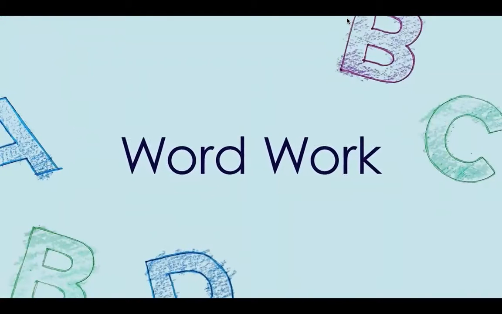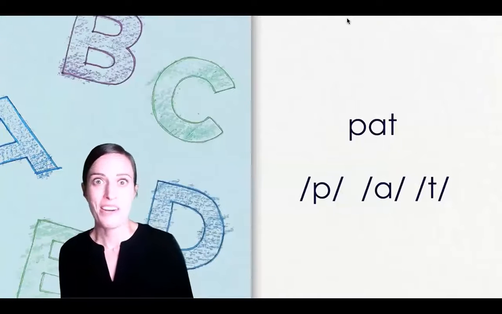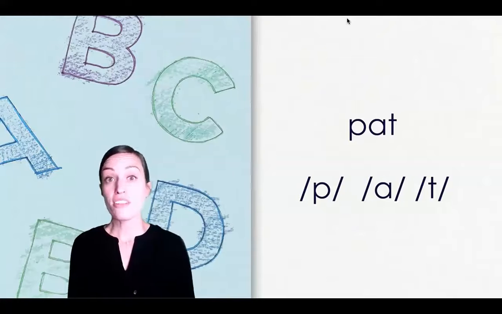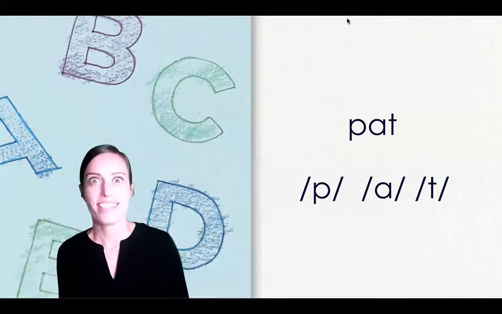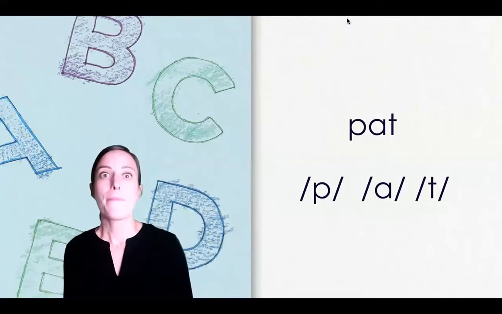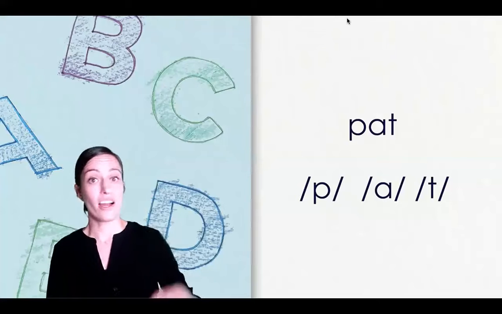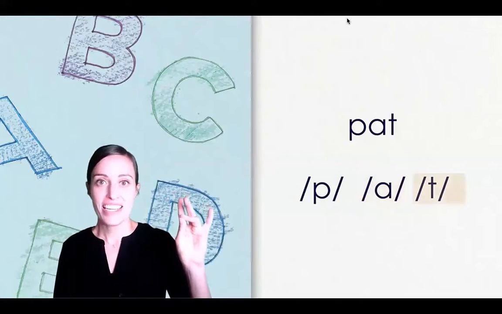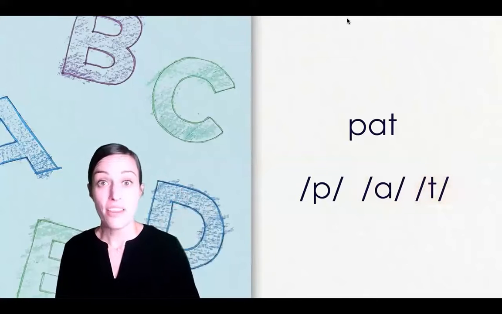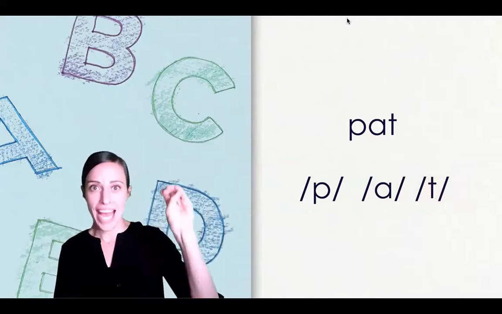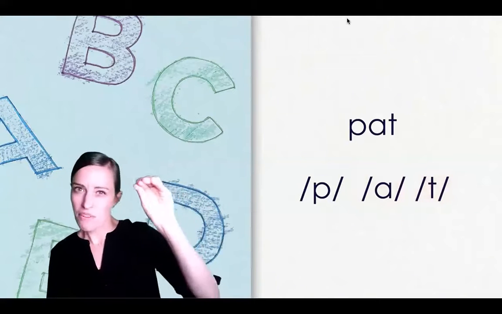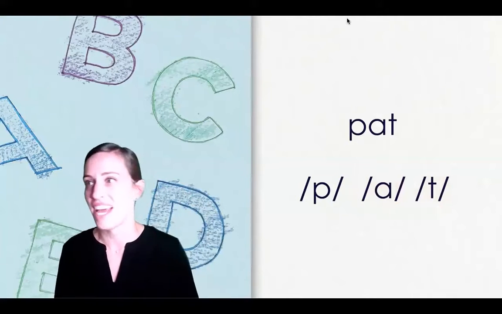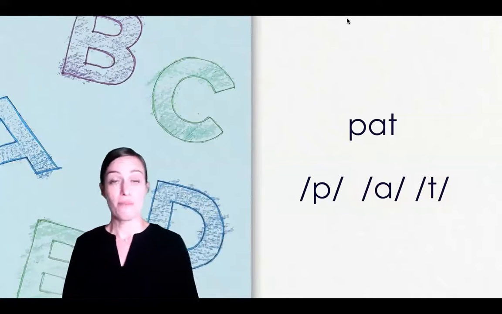Word work. Now, we are going to make words using the sounds that we know. Our first word is pat. Go ahead and say it. Pat. The sounds are p, a, t. When I blend them together, they make the word pat. And I slide my thumb right under my fingers as I blend or put the sounds back together. You try it with me.